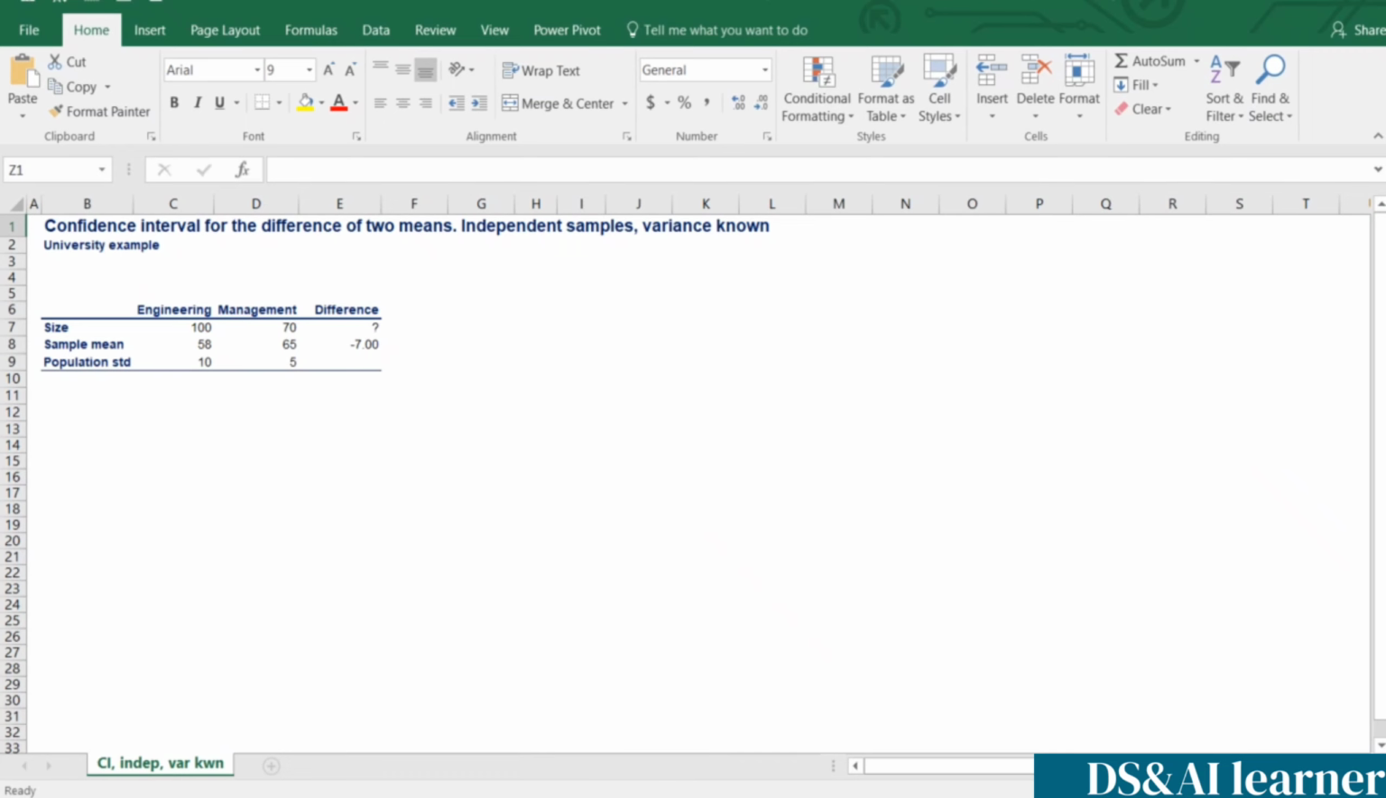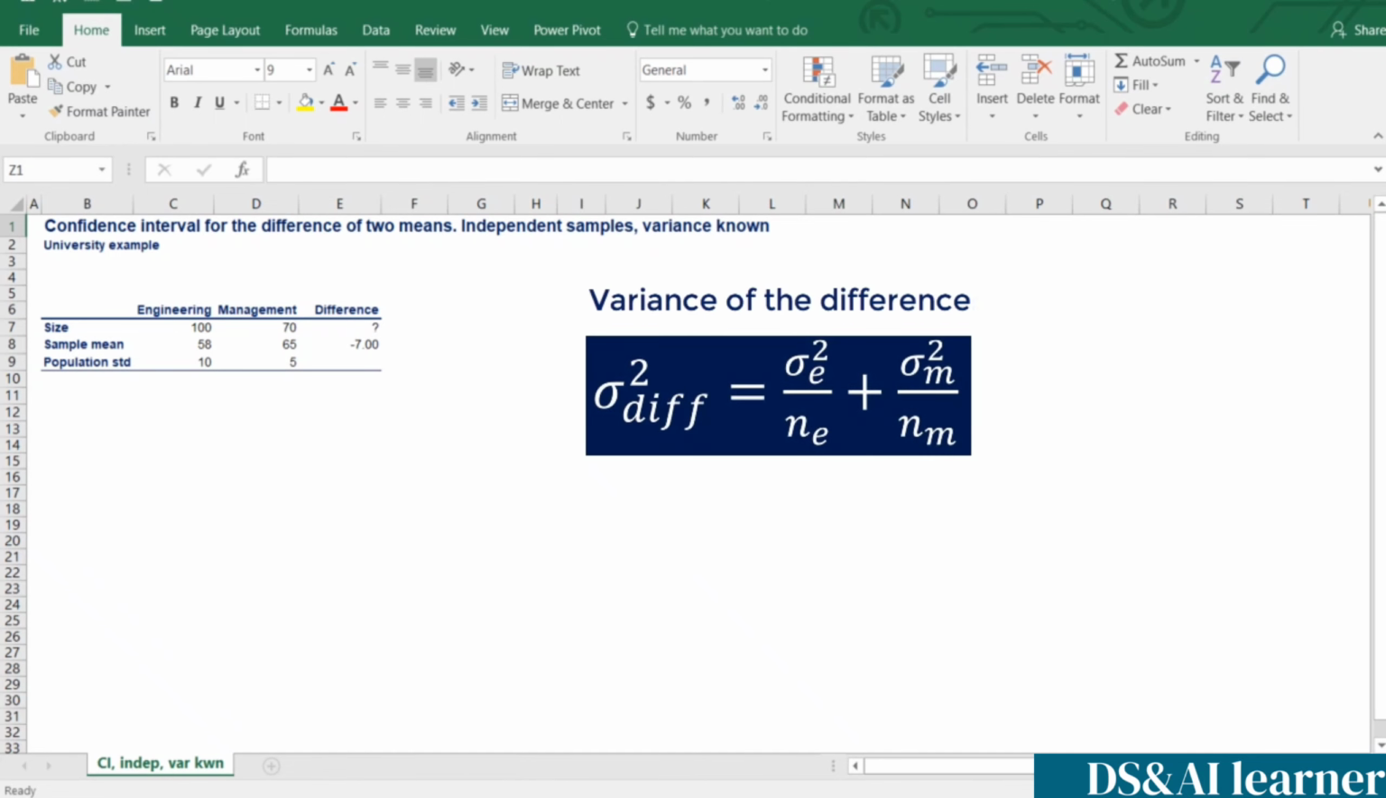The last ingredient is the variance. We haven't been through enough mathematics in this course to derive the formula, so we will simply state it. The variance of the difference between the two means is equal to the variance of the grades received by engineering students divided by the sample size of engineering students plus the variance of grades obtained by management students divided by the sample size of management students. The underlying logic is that dispersion is additive. More variables means higher or equal variability.